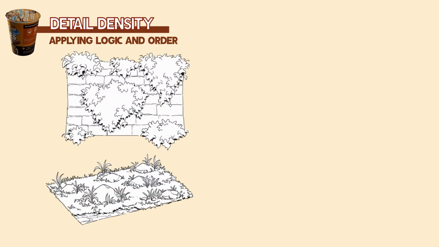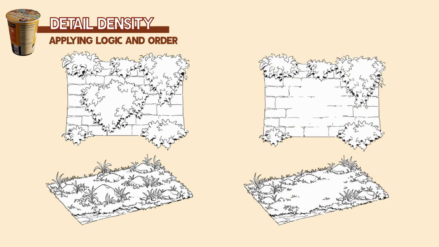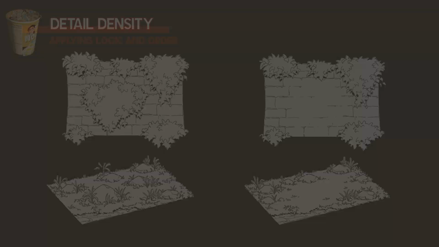Lastly, to help you control your detail density better, you can apply a certain logic or order to them. In these examples, I have decided to push my foliage and rocks into the corners. The center now becomes an area of rest, and order has been applied to a seemingly random and chaotic arrangement.